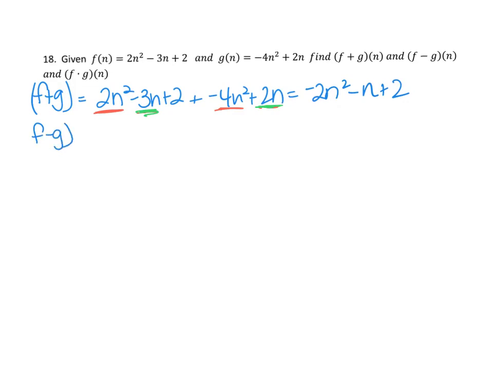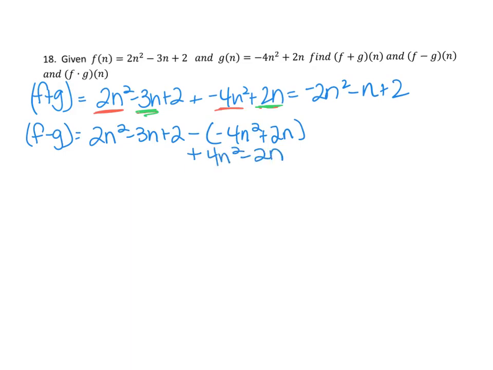Then f minus g: 2n squared minus 3n plus 2 minus negative 4n squared plus 2n, which becomes plus 4n squared minus 2n. And then I can find my like terms. 2n squared plus 4n squared is 6n squared. And then negative 3n minus 2n is minus 5n, and then plus 2. Some people leave that off when combining things, so don't forget the constants.